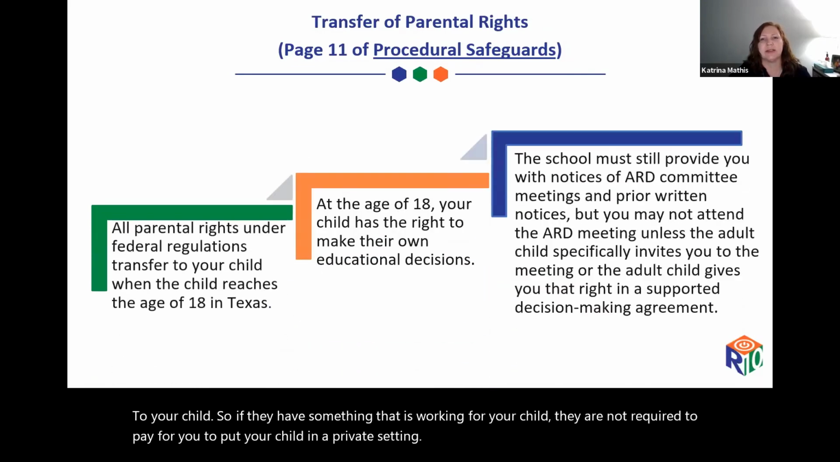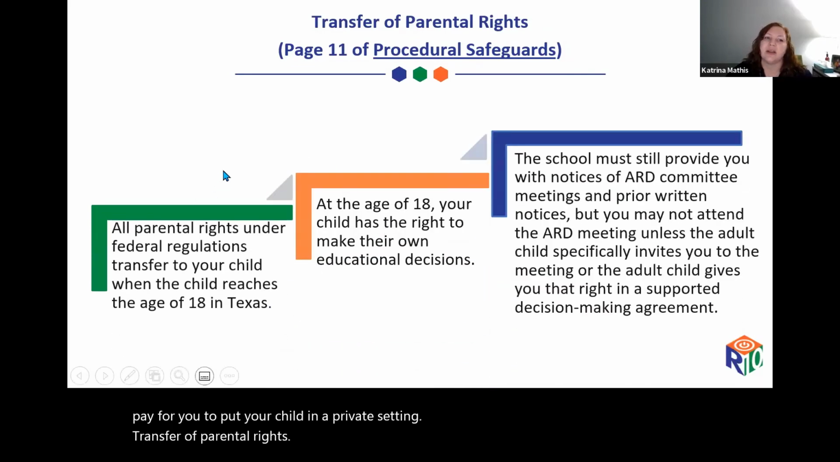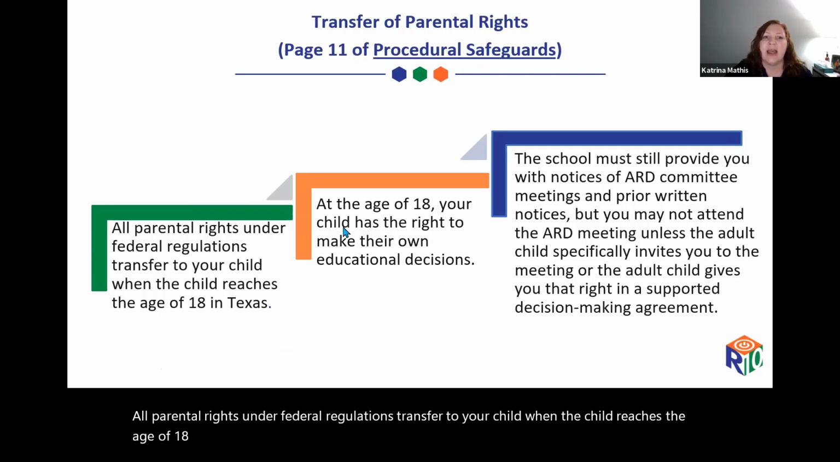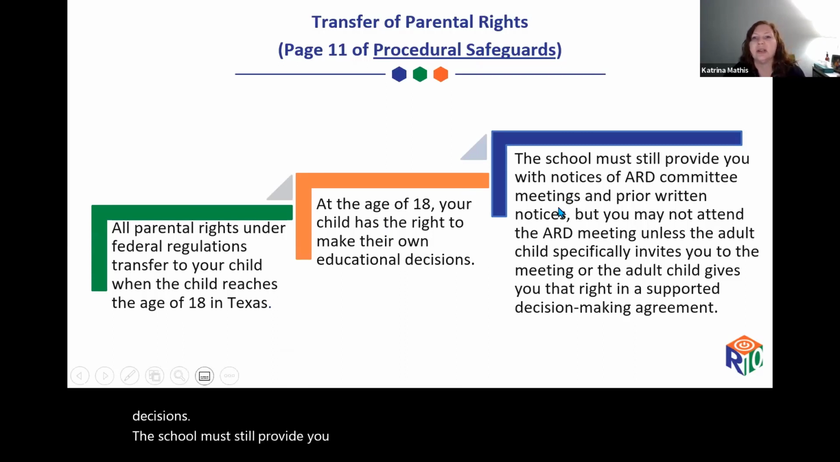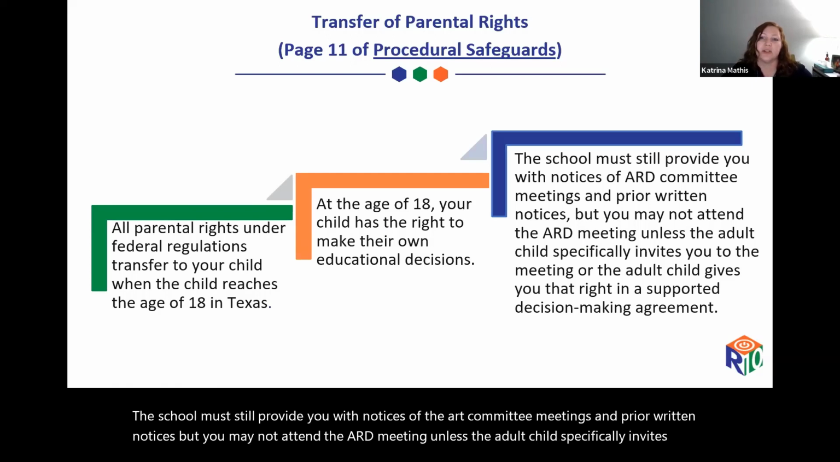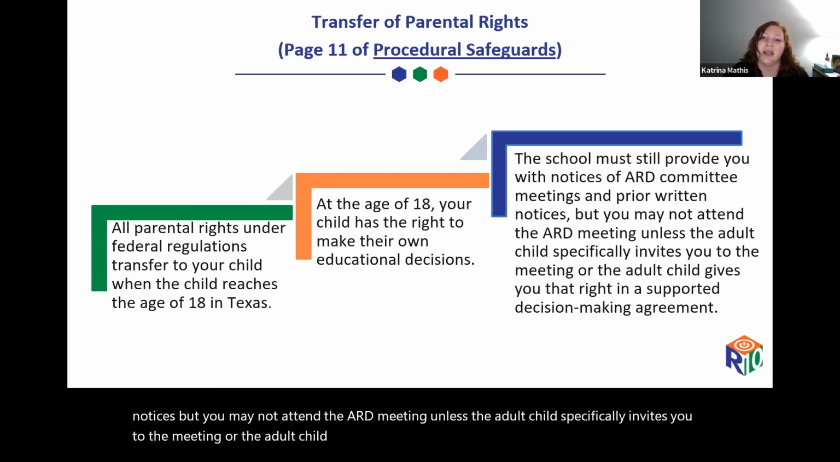Transfer of parental rights. All parental rights under federal regulations transfer to your child when the child reaches the age of 18 in Texas. At the age of 18, your child has the right to make their own educational decisions. The school must still provide you with notices of the ARD committee meetings and prior written notices, but you may not attend the ARD meeting unless the adult child specifically invites you to the meeting, or the adult child gives you that right in a supported decision-making agreement.